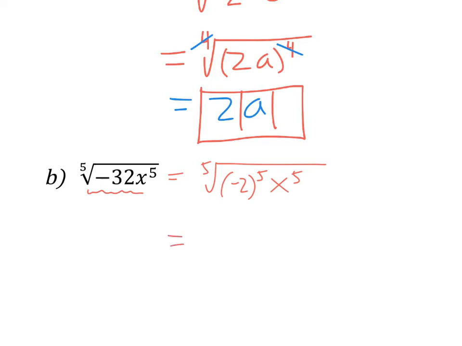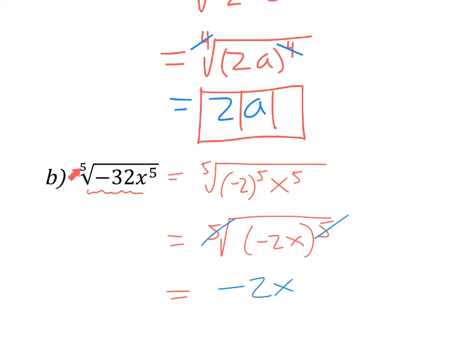So we could write this, and this step we might skip after a little bit, but that's the same. Negative 2x to the fifth means negative 2 to the fifth, x to the fifth. So we just use that rule in reverse. And this is going to cancel, leaving us with negative 2x. Now we started with an odd index, so we don't need to worry about absolute values.